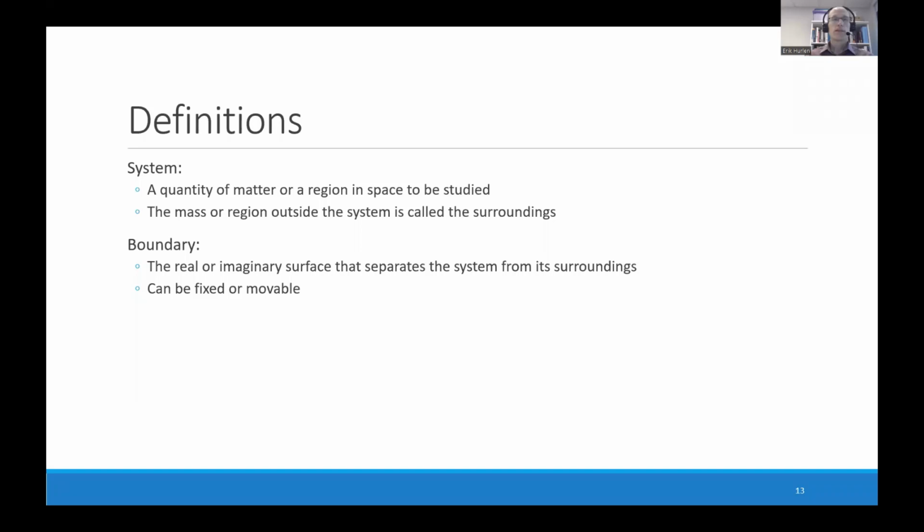So now some basic definitions. A system is a quantity of matter or a region in space in which we are interested. Pretty much whatever we are interested in becomes our system. Everything else is the surroundings. A boundary separates our system from the surroundings. This can be a real physical boundary or an imaginary one, and can also be fixed or movable, depending on the situation.